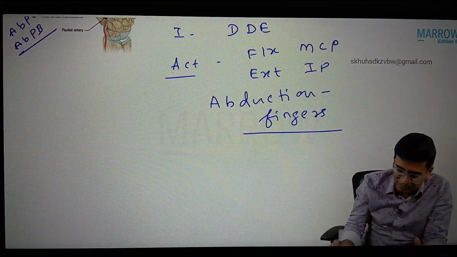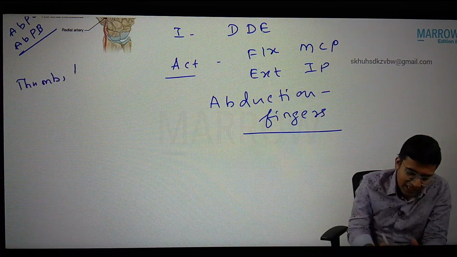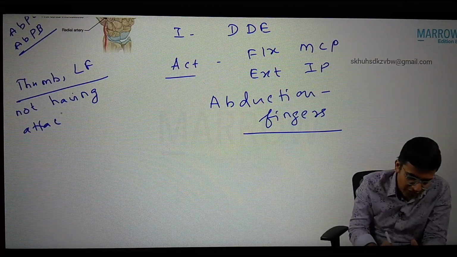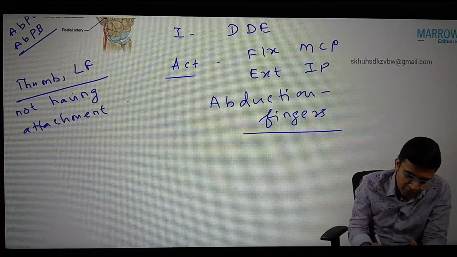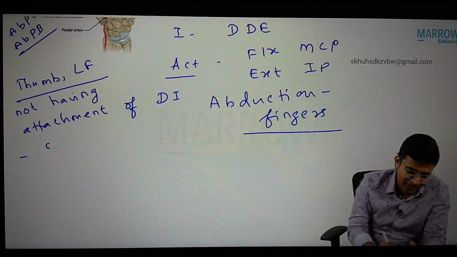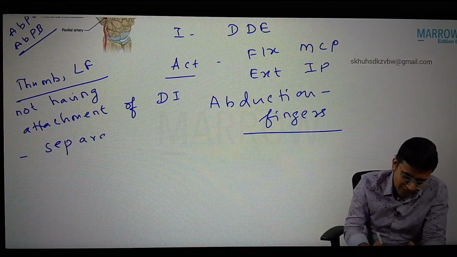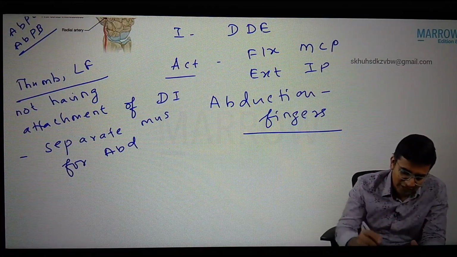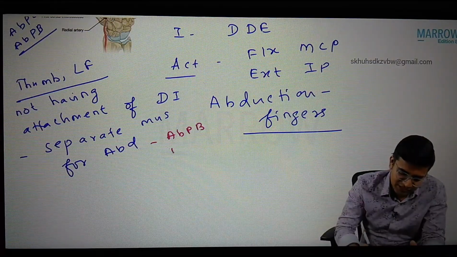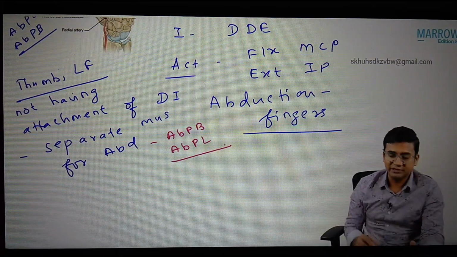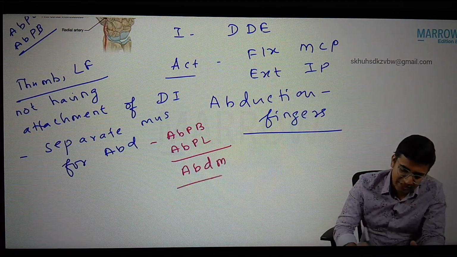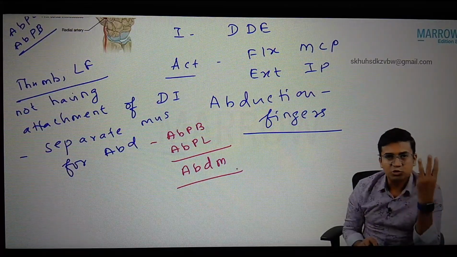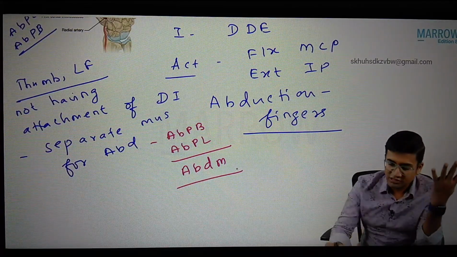So these two muscles do abduction of thumb. Please write that the thumb and the little finger are not having attachment of dorsal interosseous. Why? They have a separate muscle for this movement, for abduction. For thumb, abductor pollicis brevis and abductor pollicis longus, two muscles will do that. And for little finger, abductor digiti minimi. So little finger and thumb are not having attachment of dorsal interosseous. So only three fingers receive the four dorsal interosseous.